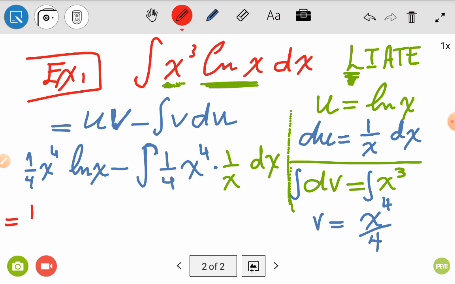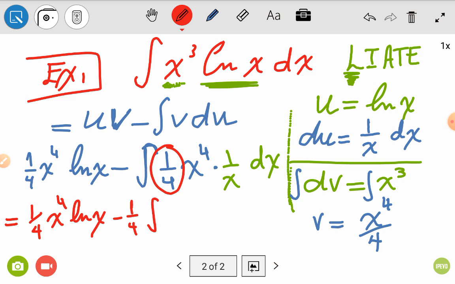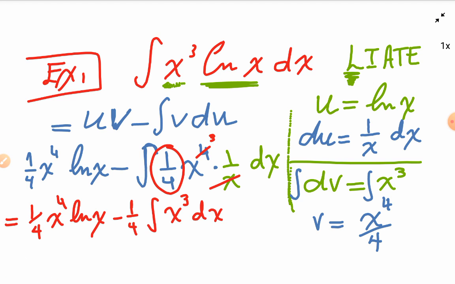Okay guys, here then simplify. The first part here stays the same, 1 over 4 x to the power of 4 ln x minus 1 over 4, which is a constant, so we will let it outside here, and then the integral of x to the power of 4 over x. We can cancel the exponent and we still have only x to the power of 3 dx, which is so simple and easy now.